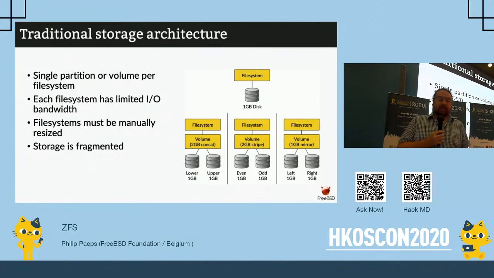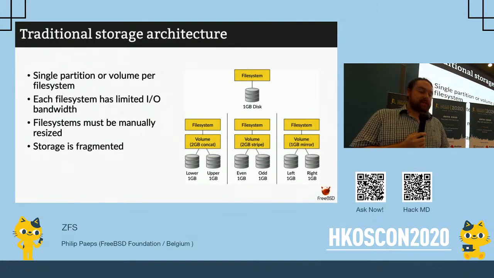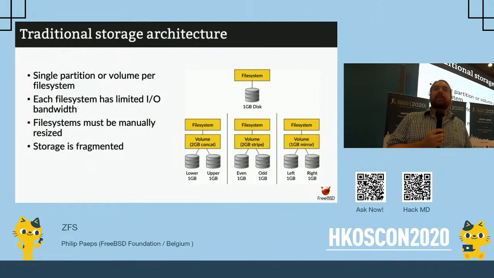Another cool feature of ZFS is pooled storage. This is what a file system or storage architecture looked like in the 90s and the early 2000s, and basically before ZFS existed. You have a single partition or a single volume per file system. So you have a disk, and there's a file system sitting on top of it. Each of these file systems has limited I/O bandwidth, and your file systems have to be manually resized. If you add a disk, you need to resize your volume, you need to resize your file system, and your storage gets fragmented over time.